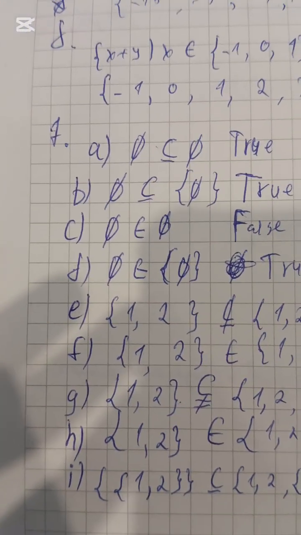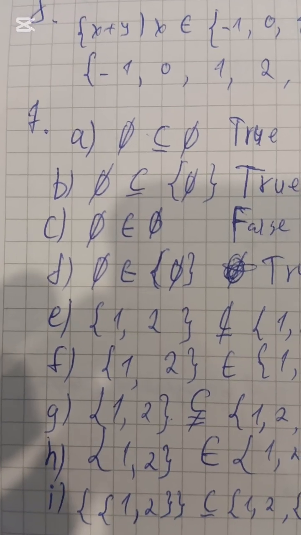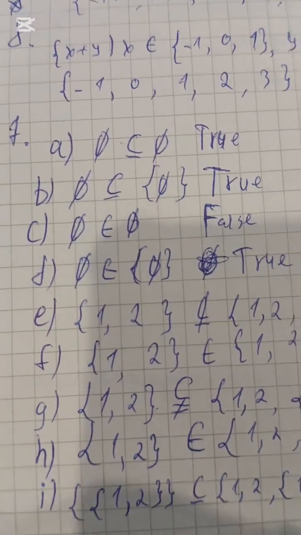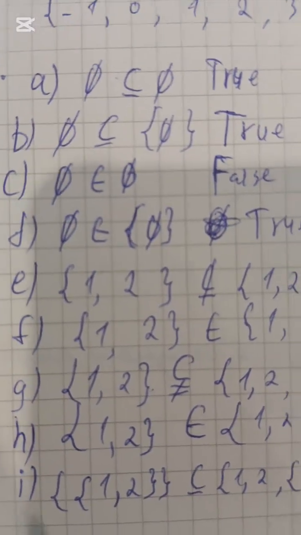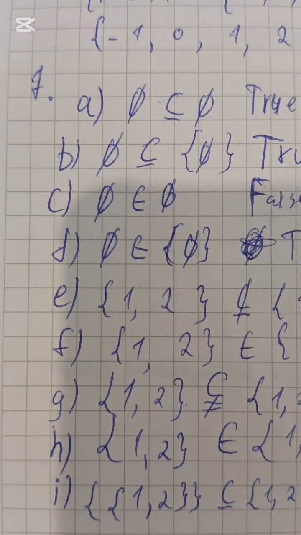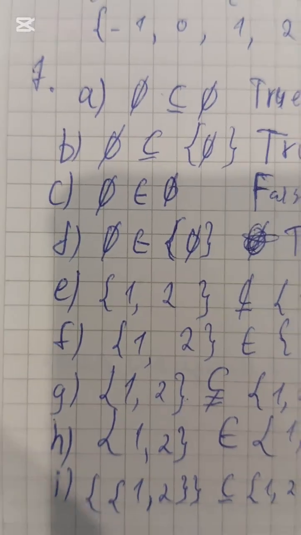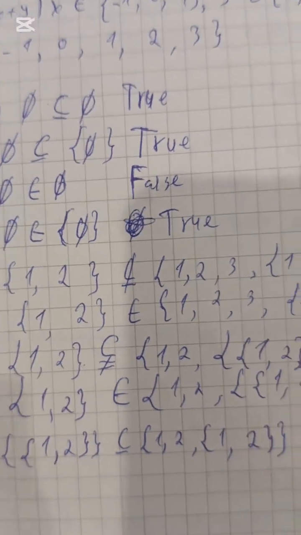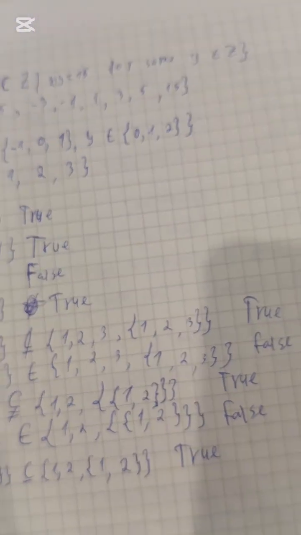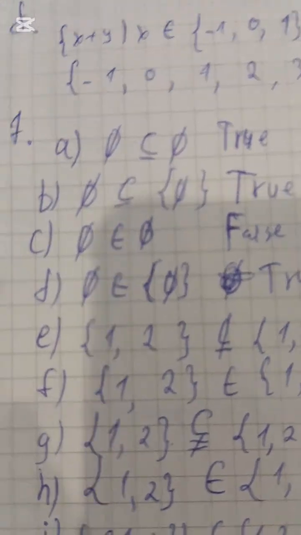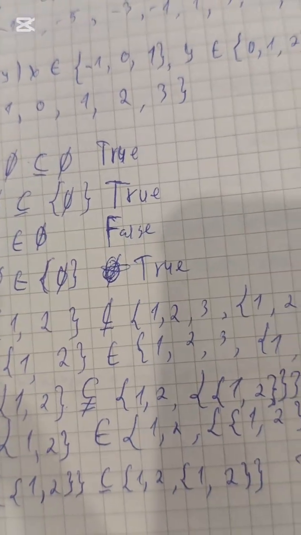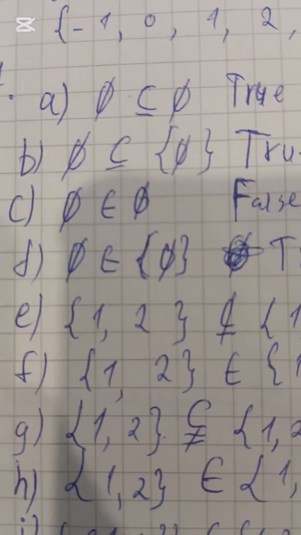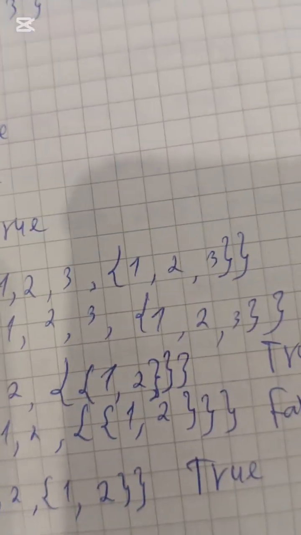So next task is D. Nothing equivalent to the set with nothing is true because there is a nothing in this set. And the next is E. This set is not equivalent to this set, and it's true because exactly 1 and 2 is not here. Oh no, I'm sorry, it's here, but it's said that it's not a subset, so it's true.